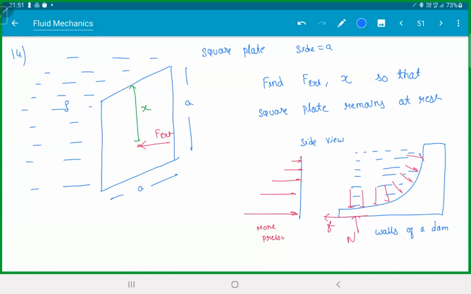You guys still didn't get F external. That was easy, right? You just took the pressure at the center of mass into area, no? But let me show you another way, because for torque we won't be able to do it that way.